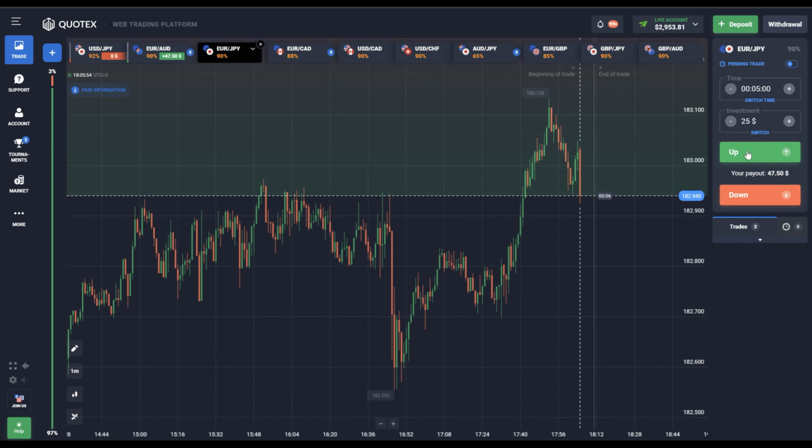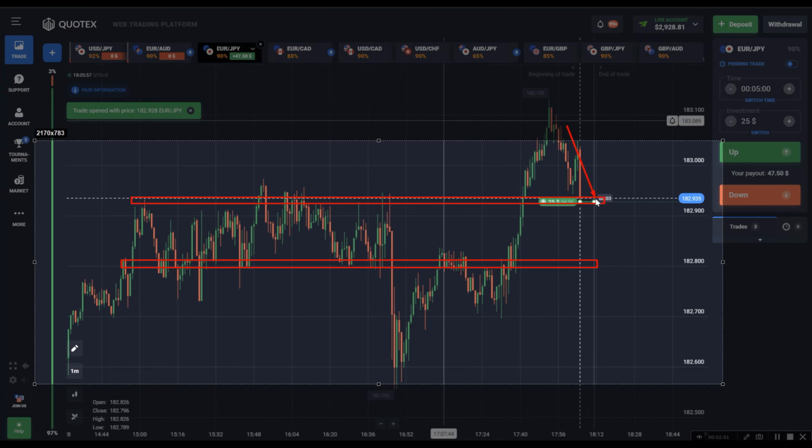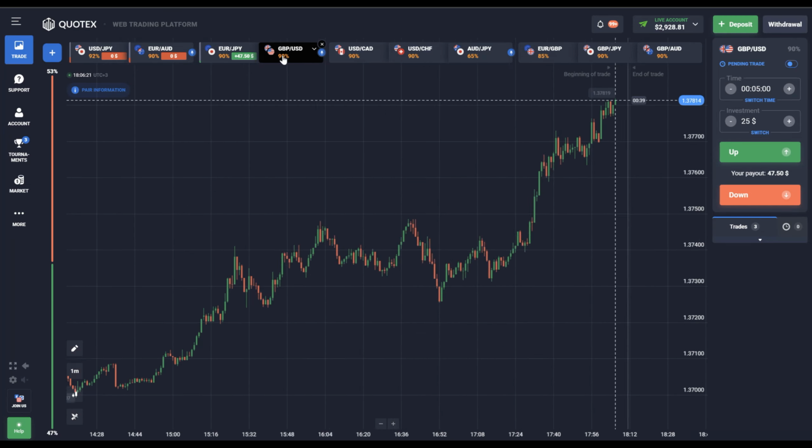Regarding the euro to yen, I will open a trade for an upward movement. Here we had a sideways channel for quite a significant period of time with clearly defined upper and lower boundaries of the channel. So, now the price has returned to the previously broken resistance zone, which is now acting as a support zone. Most likely the price will continue its trajectory higher. Yes, in fact, it's already moving in the right direction.